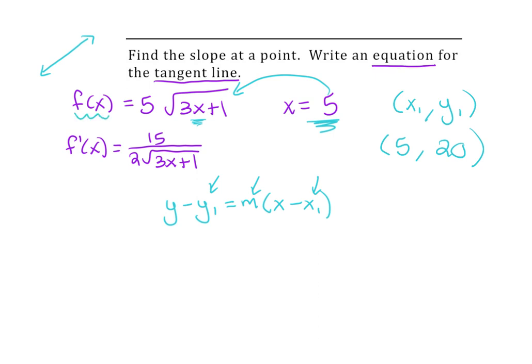And now I need the slope. Well, how do you find slope? It's the derivative. So we just have to plug in 5 into our derivative, and it gives us our slope. So plug in 5 here. 3 times 5 is 15, plus 1 is 16, square root of 16 is 4, and 2 times 4 is 8, so our slope is 15/8.